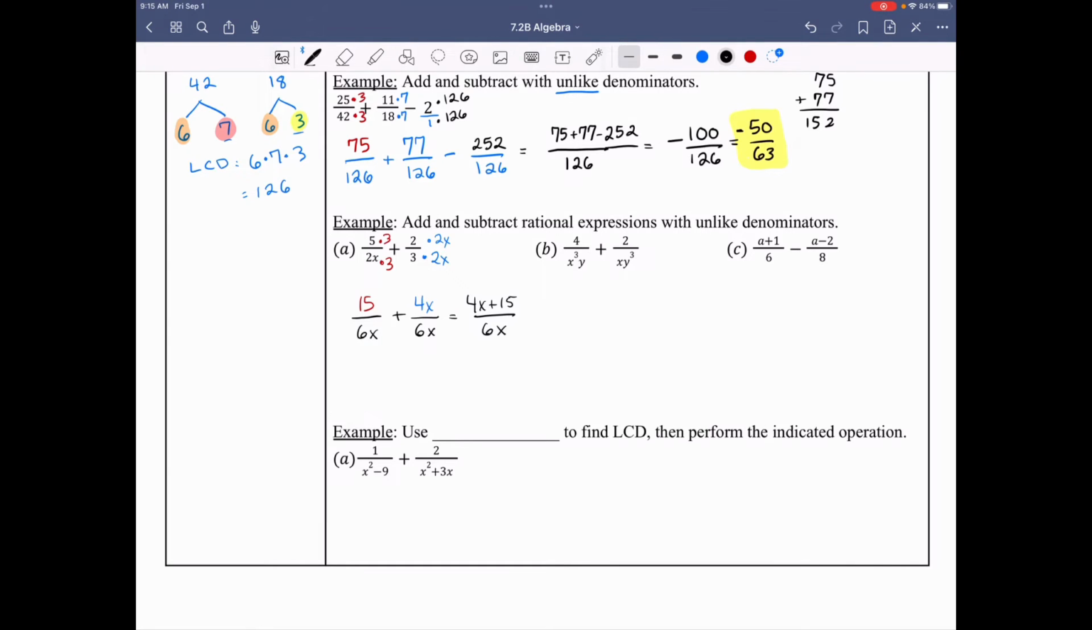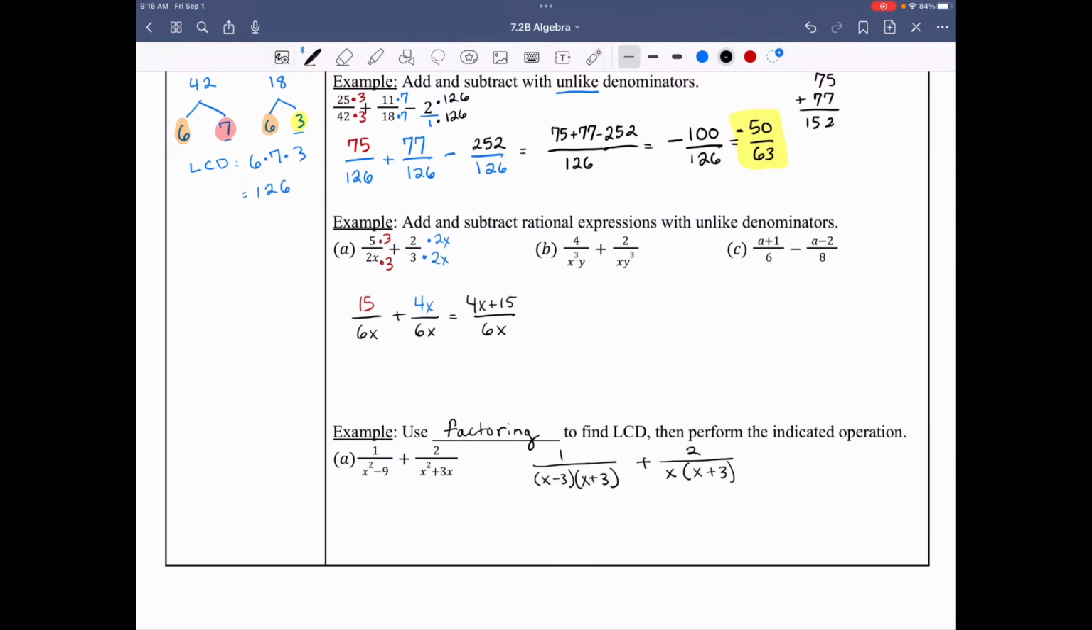In this case, we're going to need to use some factoring to be able to find the LCD. All right. Just going to rewrite this as 1 over the difference of squares, x minus 3, x plus 3. That's coming from the x squared minus 9, plus 2 over, this one we can just factor out an x so that we have x plus 3.